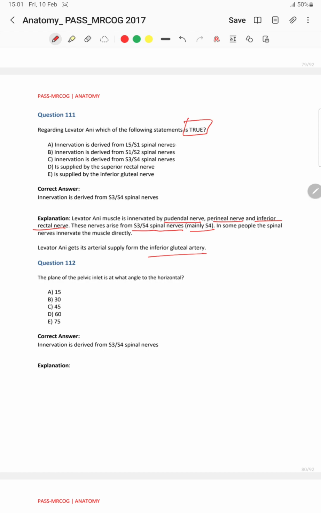Let's move towards the answers. Option: innervation is derived from L5 to S1. No, we have discussed that innervation is derived from the S3, S4 spinal nerves. So options A and B are incorrect. It is supplied by the superior rectal artery. No, it is supplied by the inferior gluteal artery. So the superior rectal option is wrong.